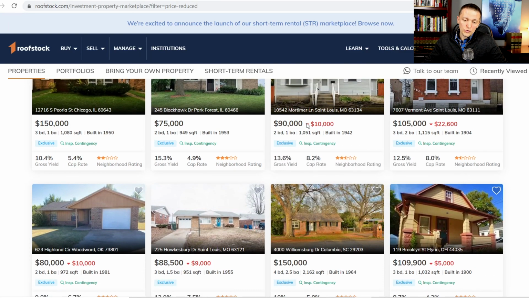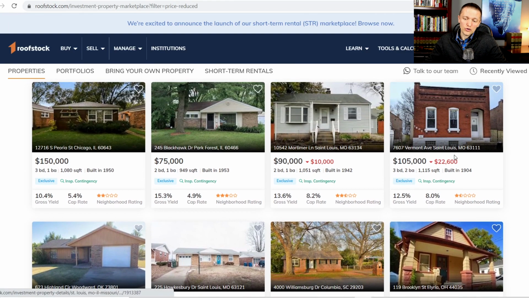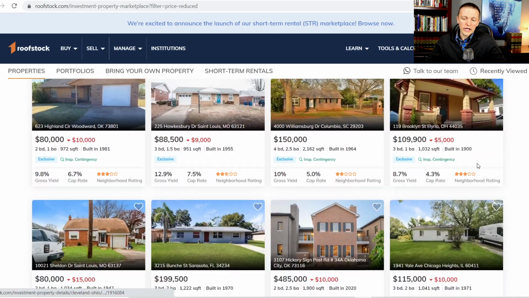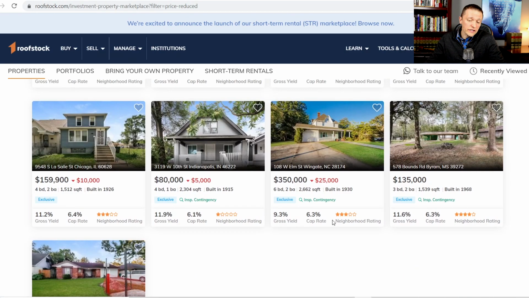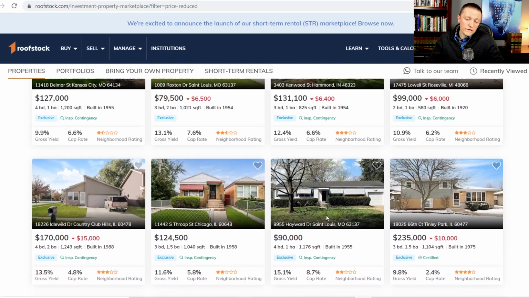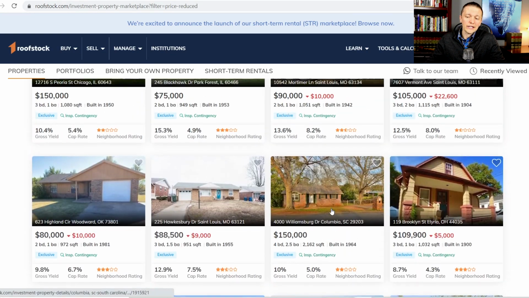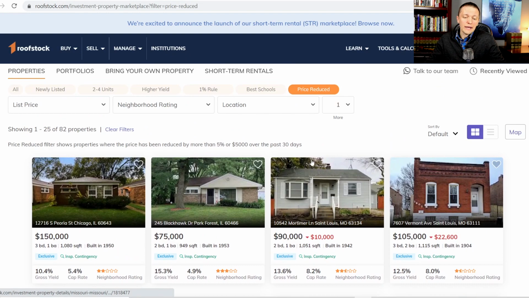So this one has been reduced by $10,000. This one has been reduced by $22,600. And there are some smaller reductions here as well. It's just a nice way to potentially find some more motivated sellers that may be more willing to accept a lower price and that may be ready to sell at a realistic number.